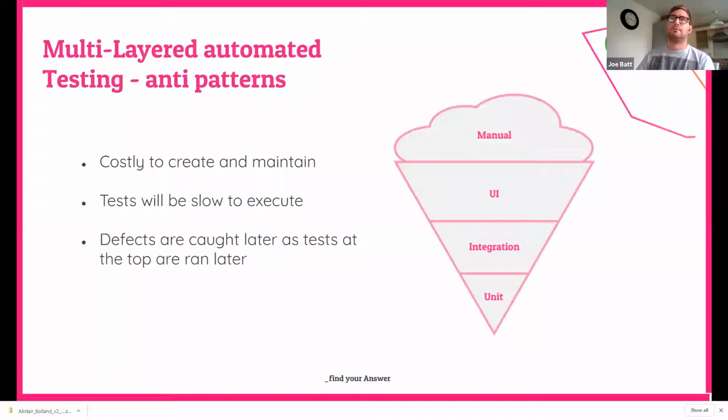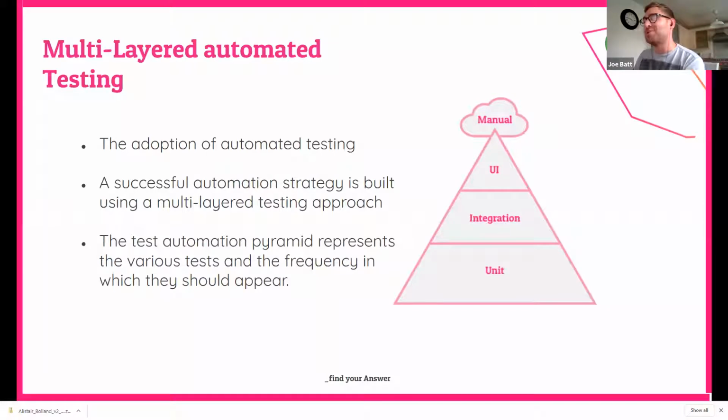So what does this all mean? Go back, Rich, please. All right. So what does this all mean? What are we actually talking about when we look at the automation pyramid? What are we actually testing at each layer?